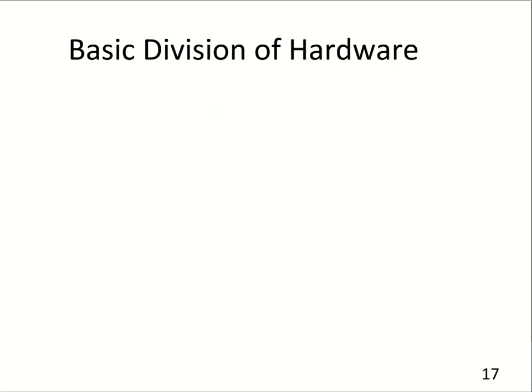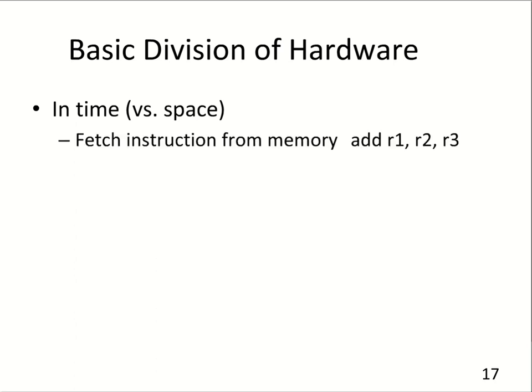We can also get a basic understanding of what the hardware does in terms of what happens in time rather than in space. In time, what basically has to happen is one by one, the hardware has to fetch the current instruction from memory. Let's say, for example, it's an add instruction that's taking the contents of two registers, R2 and R3, and storing the sum in register 1.